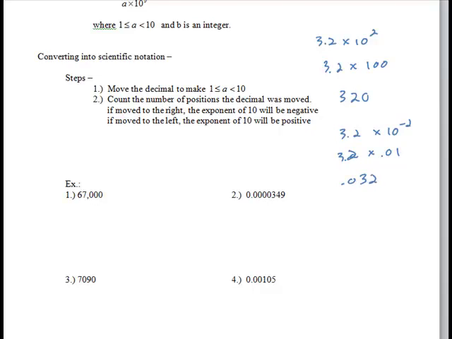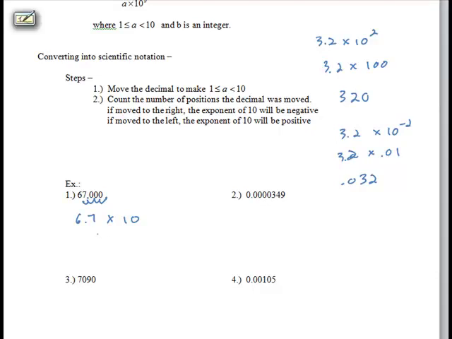So example 1, 67,000. Convert that into scientific notation. Right now the decimal is behind the last 0, so there's only going to be one correct place to move the decimal in order to make the number between 1 and 10. It has to go between the 6 and 7, giving us 6.7. Now all we do is count the number of places we moved the decimal. We moved it 1, 2, 3, 4 places, so that means our exponent for 10 is either going to be a negative 4 or a positive 4.